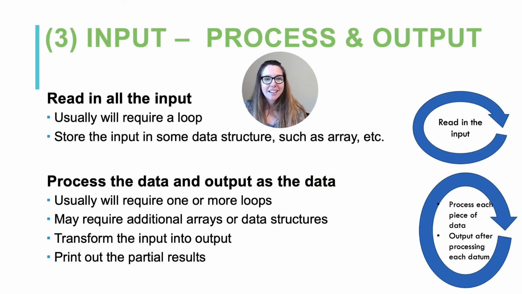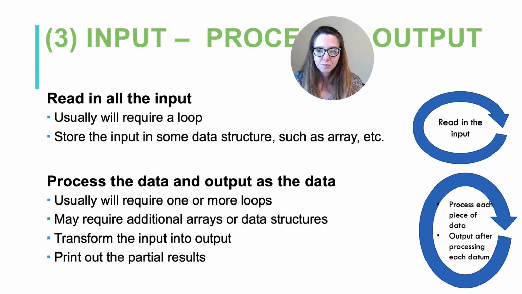A third template is to handle the input all at once and the processing and output together. So for this, you read in all the input, which usually requires a loop, store it in a data structure such as an array, and then you process the data and output the data together all in one loop structure. So this usually requires one or more loops and may require additional arrays or data structures. You transform the input data that you've captured into output, and you print out partial results as you proceed through the loop.